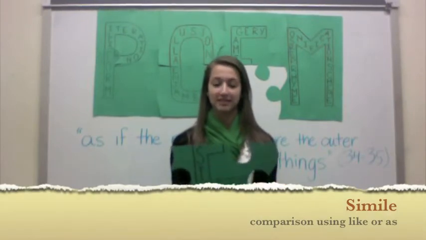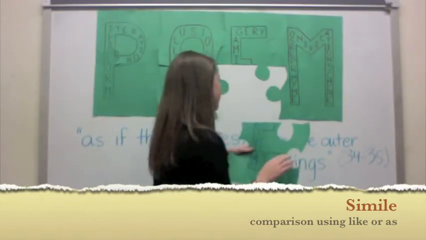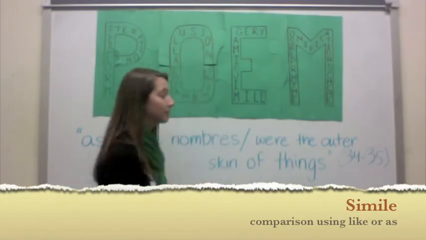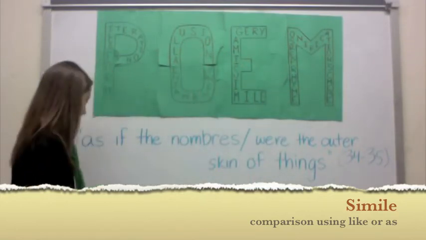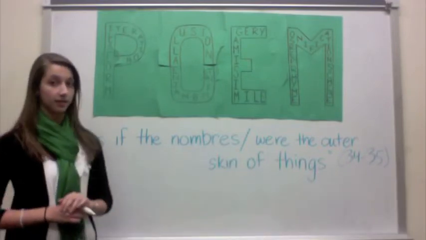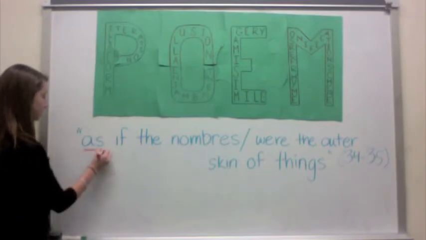Our final term is simile. A simile is a figure of speech that compares two distinct things using the words like or as to link them. An example of simile in our poem can be found in lines 34 and 35, "as if the nombres were the outer skin of things," comparing nombres to an outer skin of things using the word as.